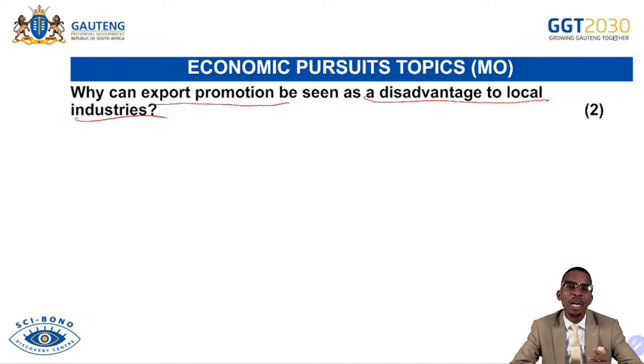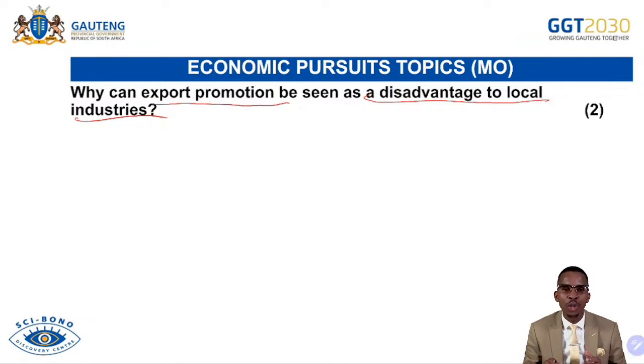As these goods appear cheaper abroad or in the foreign market, they can be seen as a product of dumping. For that reason, foreign countries can retaliate by imposing more tariffs on South African exports to make them relatively expensive. So that's a part of the disadvantage.